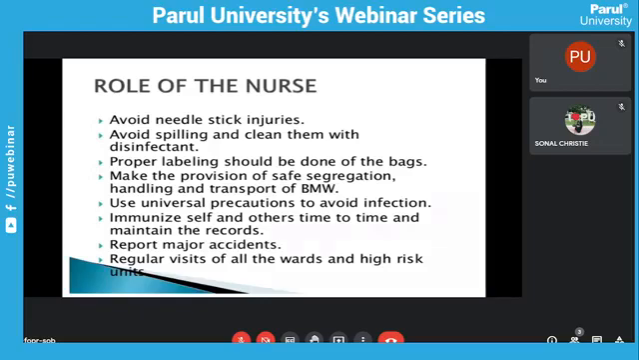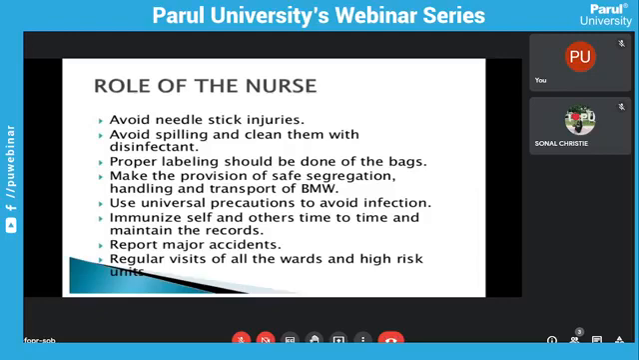Then make the provision of safe segregation, collection, handling and transport of biomedical waste as per the hospital policies. Then use universal precautions to avoid infection. Use all the safety measures to avoid infection, such as hand washing, using personal protective equipment, sterilization, health education. We have to follow all the precautions to avoid infection.